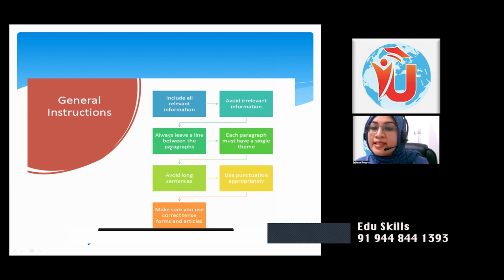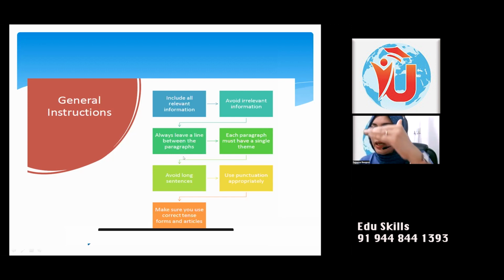The next point is always leave a line between the paragraphs. As I said, when you finish the intro paragraph and want to start the additional paragraph, leave a line between the paragraphs, and each paragraph must have a single theme. It means that try not to include all the social data in the first introduction paragraph, and try not to include social data in the request paragraph. So the request paragraph is especially for the request, the social paragraph is for social information, and the introductory paragraph is for the introduction. That's what that means.